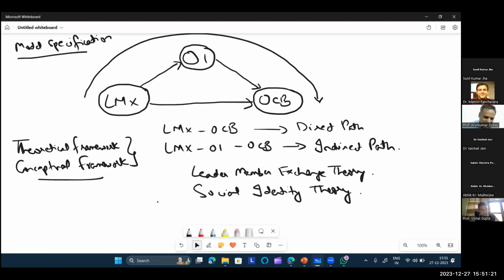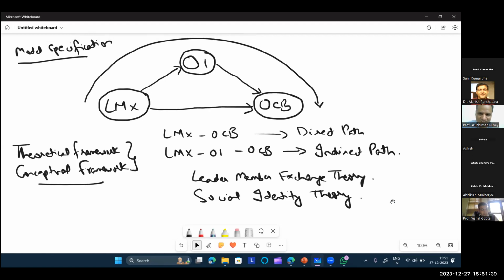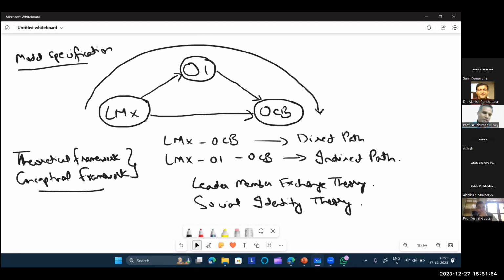So anybody else would give a try? Difference between theoretical framework and conceptual framework. There is no wrong answer. Okay, Ashish, go ahead. When we have a relationship of constructs, then we can say this is a conceptual framework. When we relate constructs with a particular theory or two or more theories, then we can call it a theoretical framework. Okay, Ashish. Okay, fair enough. Anybody else would give a try?